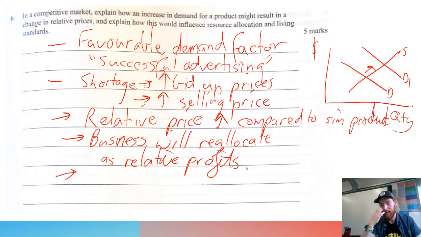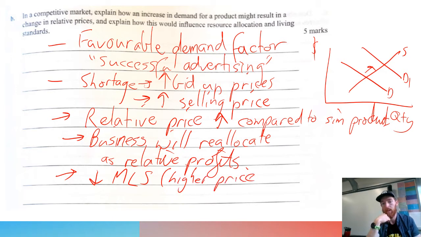So how that's going to impact material and non-material living standards. Well, if prices are higher, that's going to be negative for material living standards. So that's obviously going to be a negative, higher prices. So you're going to have less disposable income, etc. I'd also say it would be good because more businesses reallocate resources towards that. It could create jobs and therefore more employment, better material living standards.